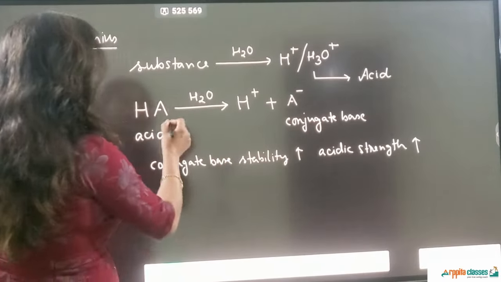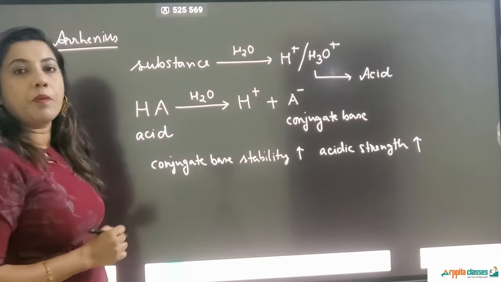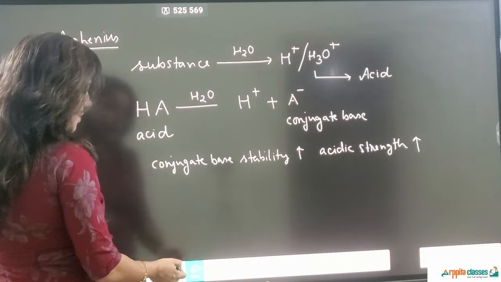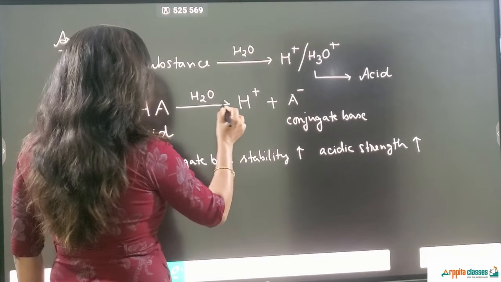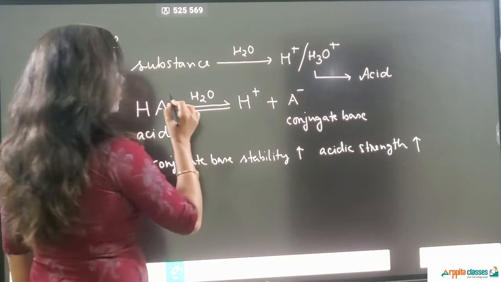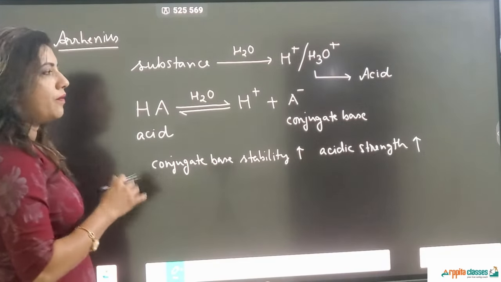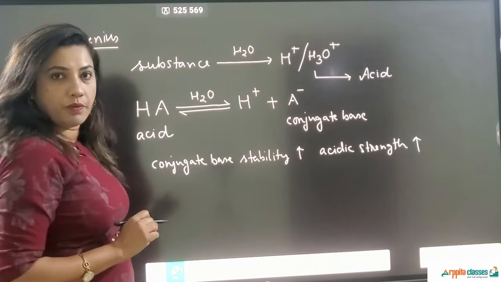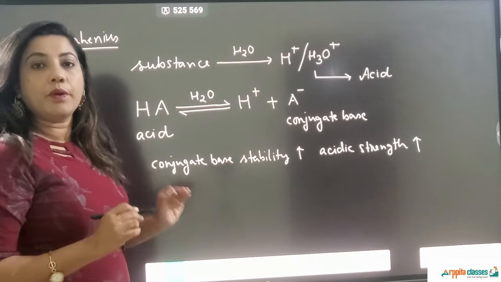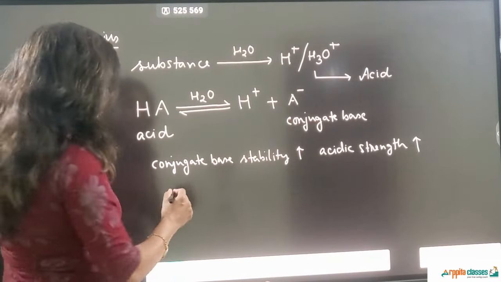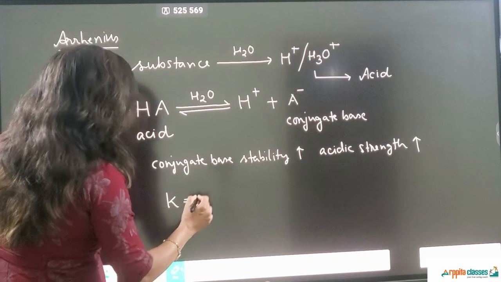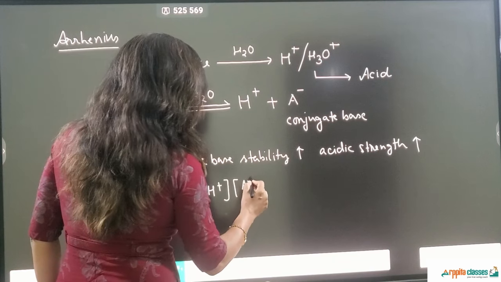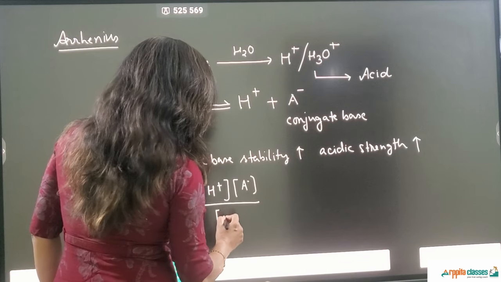Another point is, if I want to find out the equilibrium constant for this reaction, I should write here a reversible arrow, because you all know that no reaction is 100% unidirectional. It has to be a reversible reaction. Everything is not almost completely dissociated, so we are putting this reversible arrow. Now if I want to write the equilibrium constant for this particular reaction, we should write K is equal to concentration of H plus into concentration of A minus divided by concentration of HA.